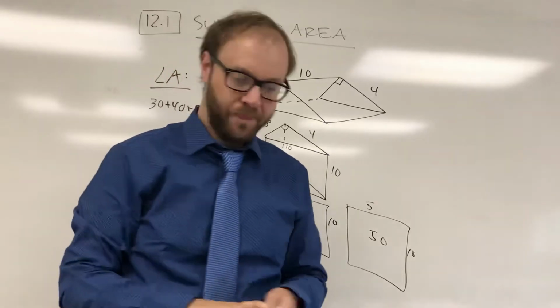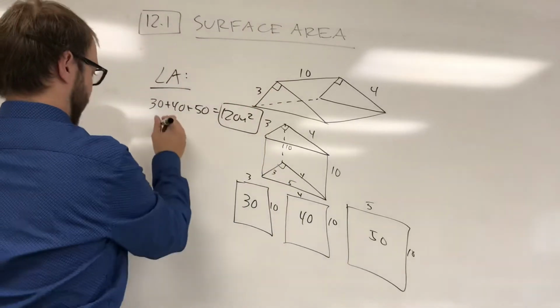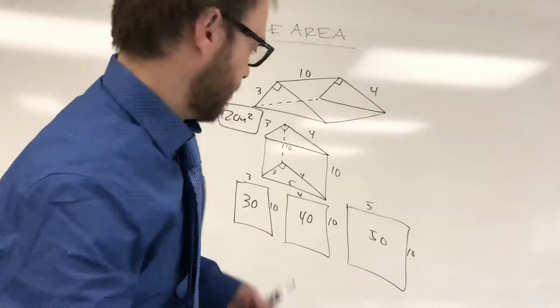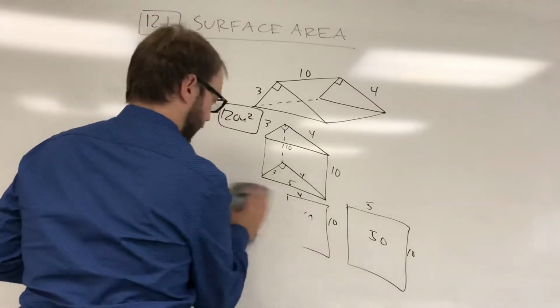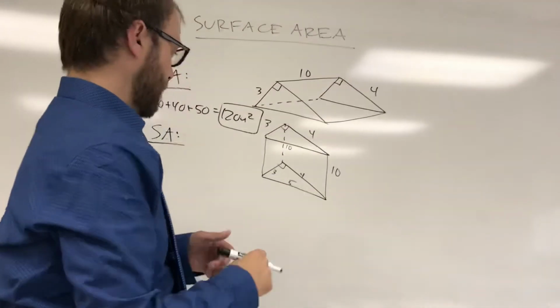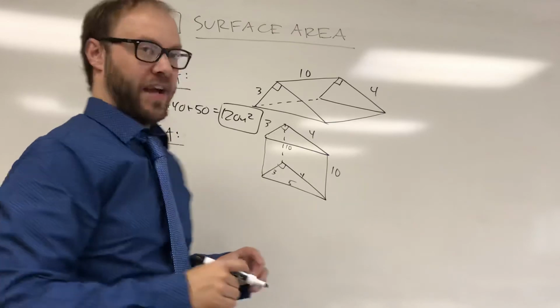Now, moving forward, we want to find the total area. Maybe they call it the surface area, maybe they call it the total area. It could be called different things, okay? Oh, we've already got the areas of the sides, so I don't need those anymore. Now I need to add in the areas of the bases, okay? The base is a right triangle.